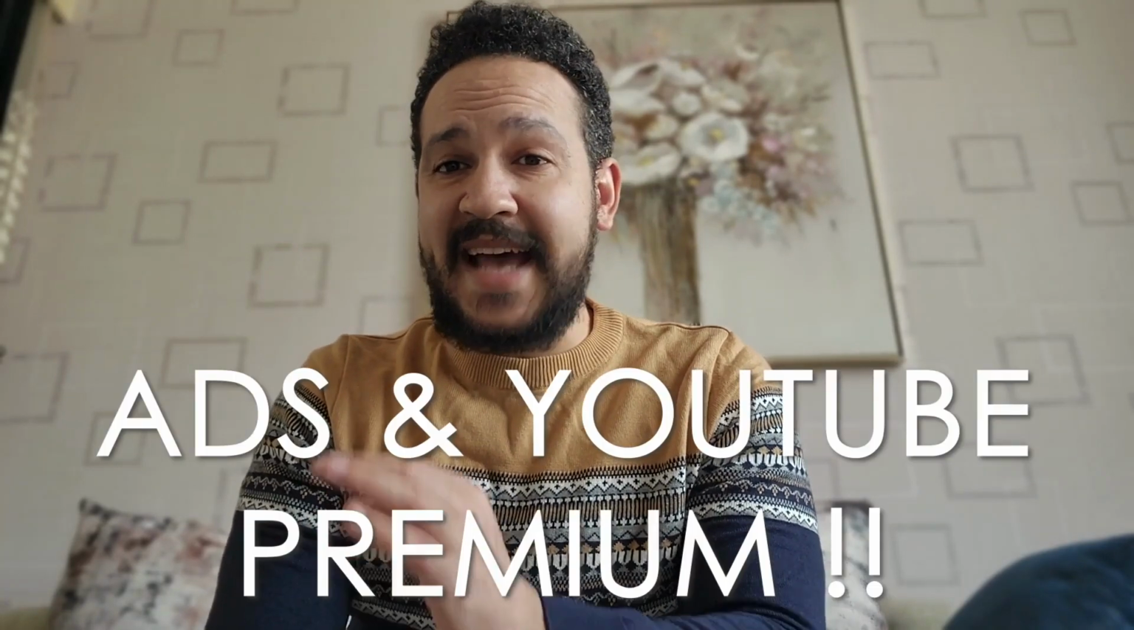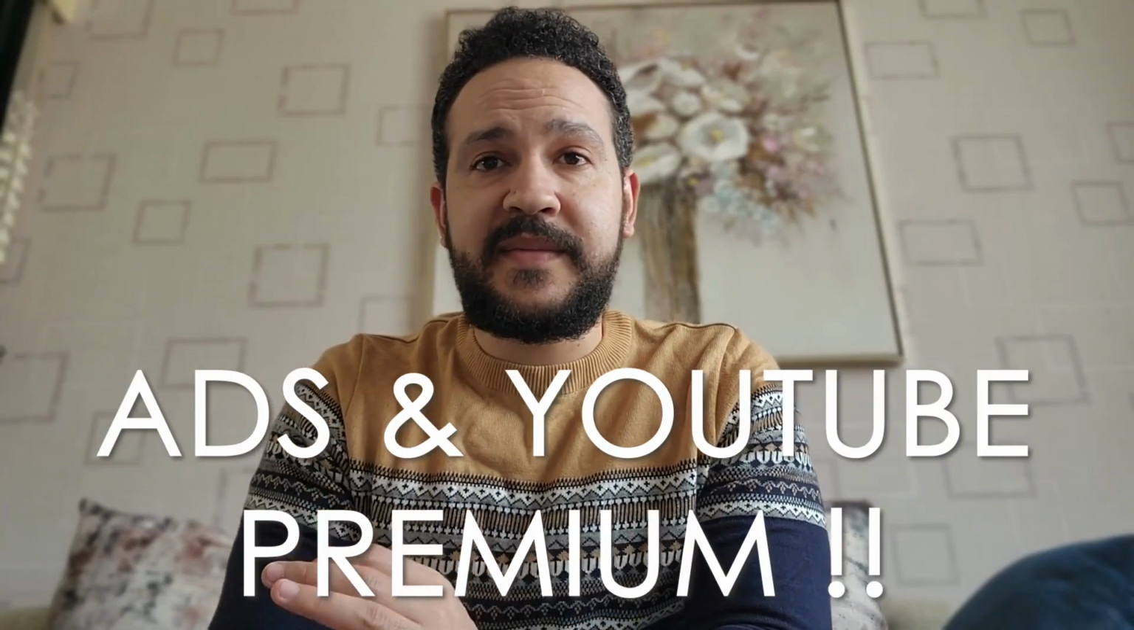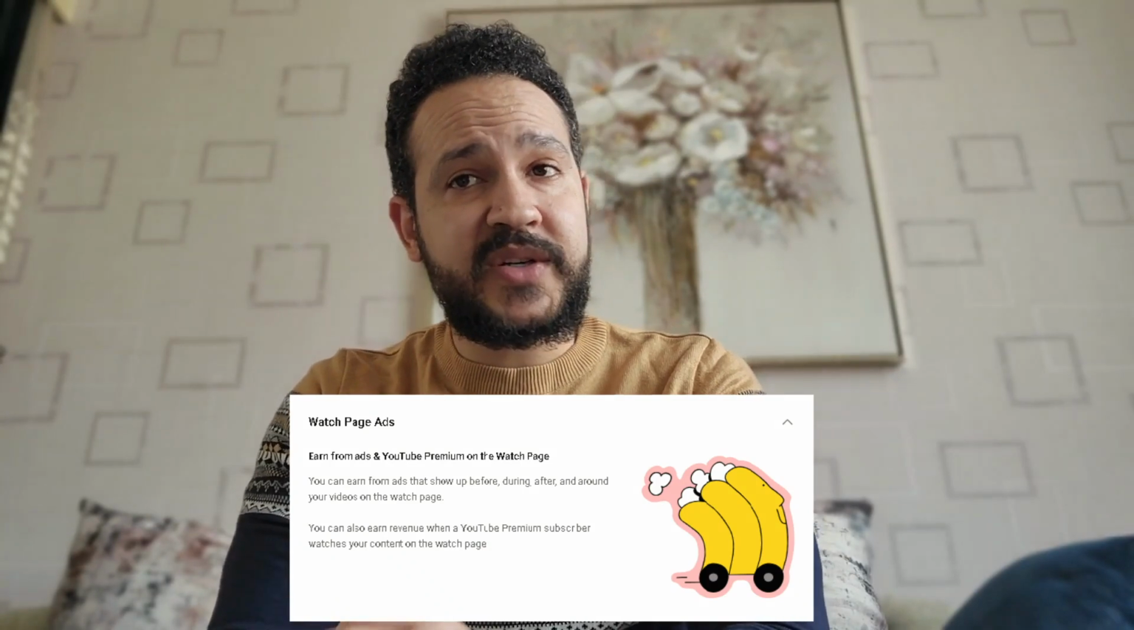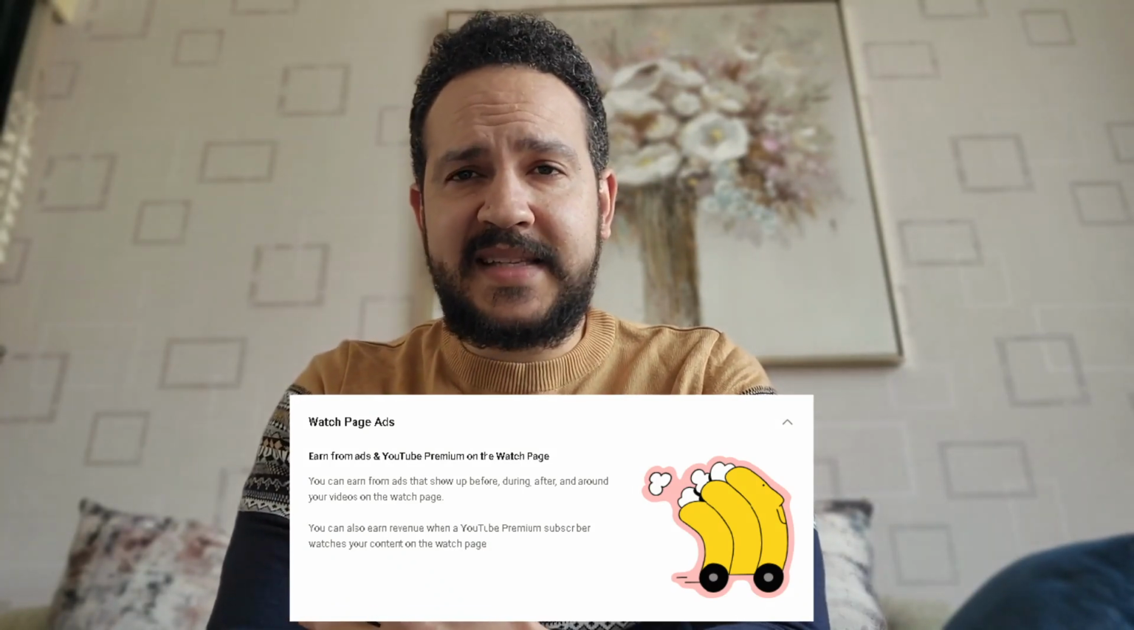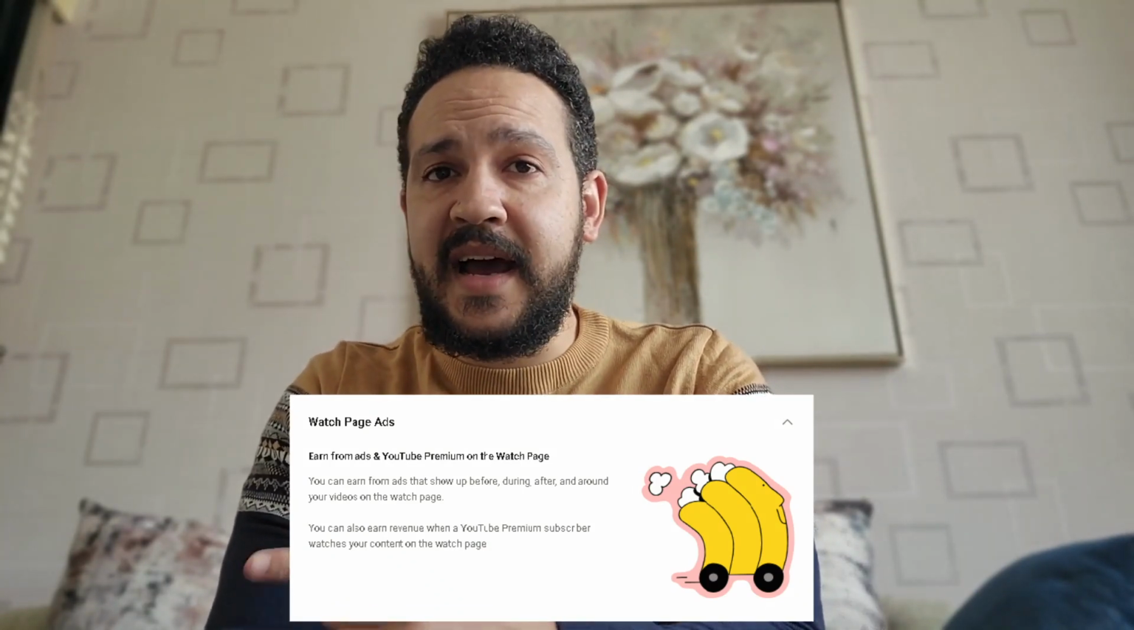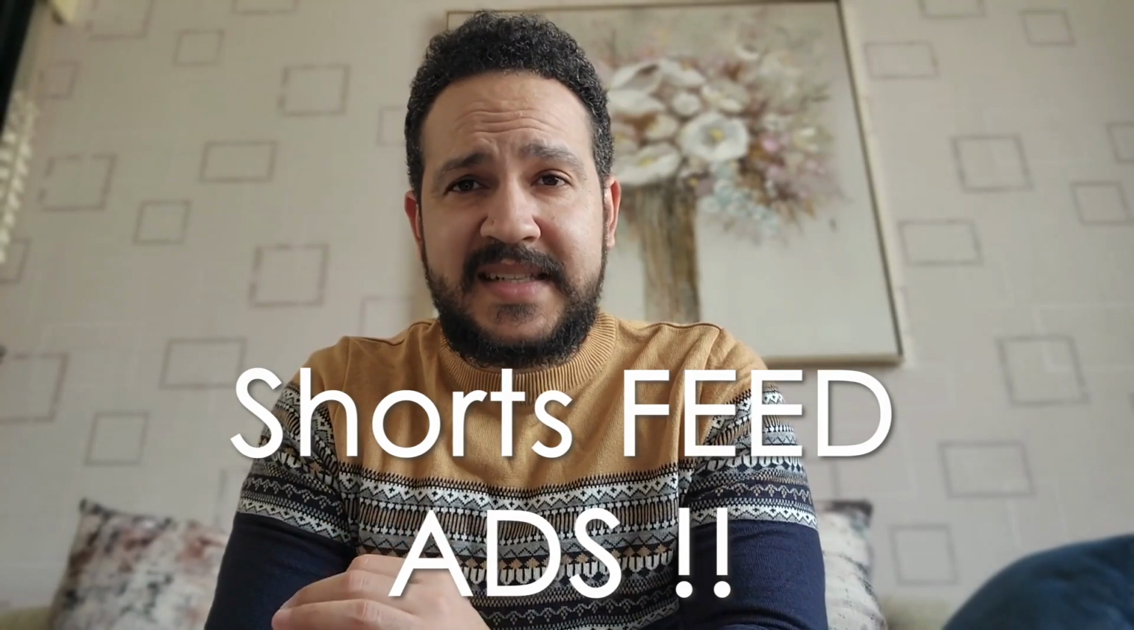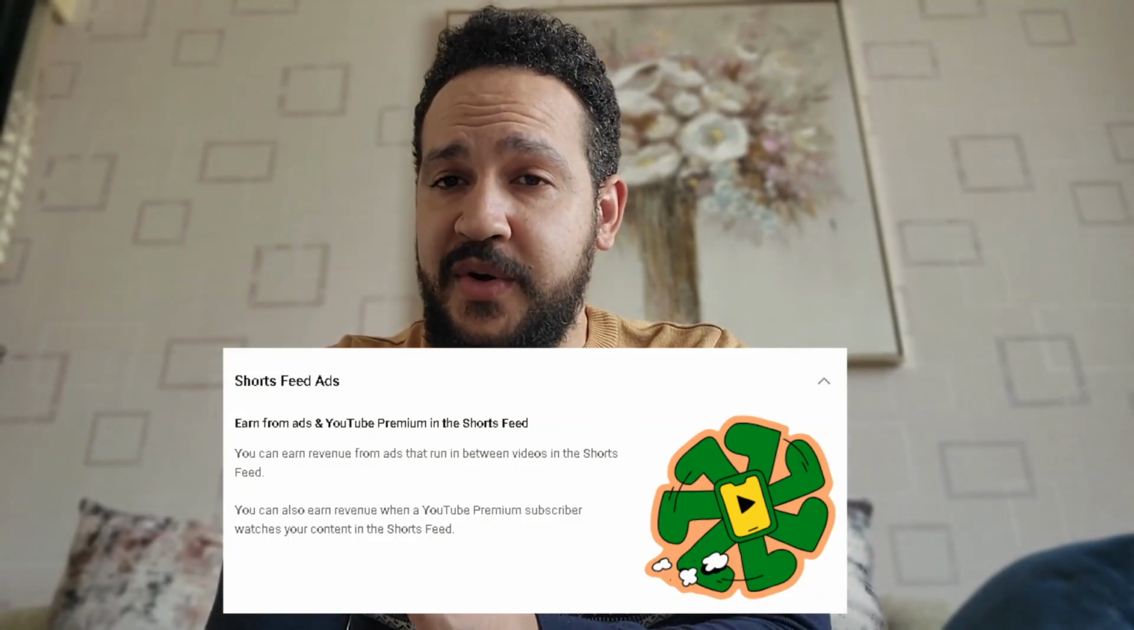The first one is ads and YouTube Premium. And how that actually works, YouTube puts some ads before, during, and after, and also around your videos on the watch page. And advertisers pay a certain amount of money. Also, for those who have a YouTube Premium account, you also earn some money when they watch your content. And the second one is the same, but for shorts.